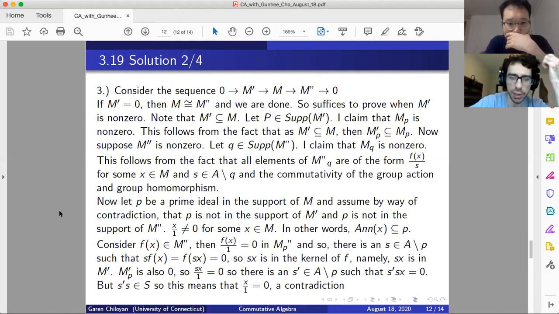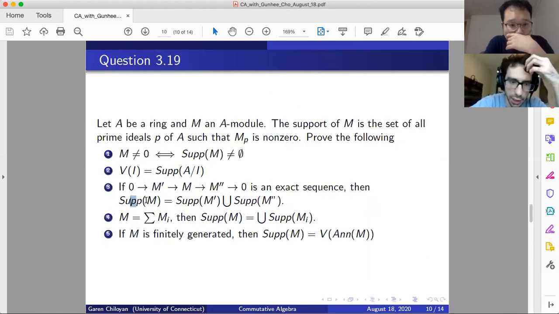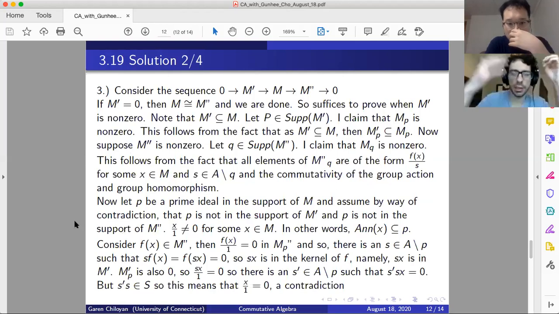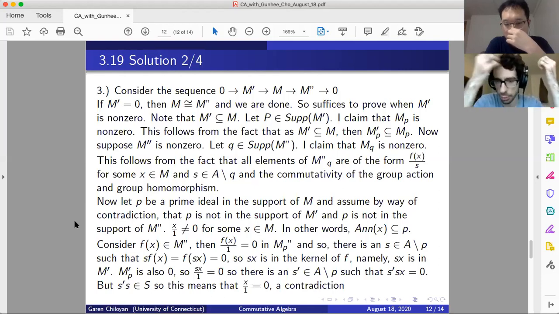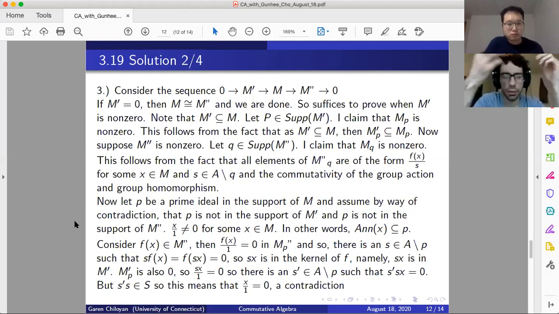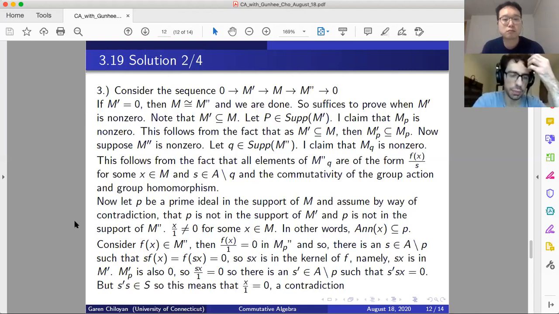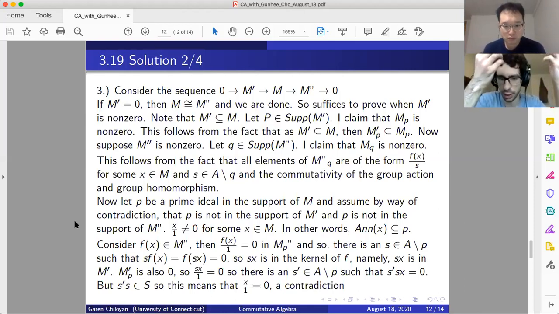Let P be in the support of M, and assume that P is not in the support of M prime, and P is not in the support of M double prime. So let's say P is in here, but P is not in here, and P is not in here. I want to go for a contradiction. Okay, so first of all, we have x over 1 has to be non-zero for some x in M, because M sub P is non-zero.